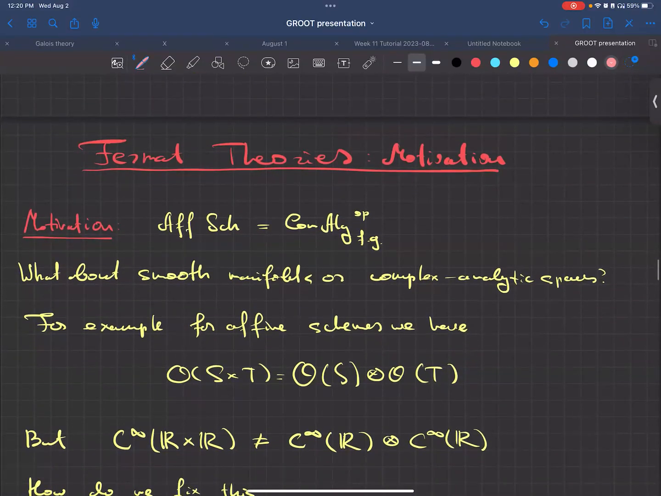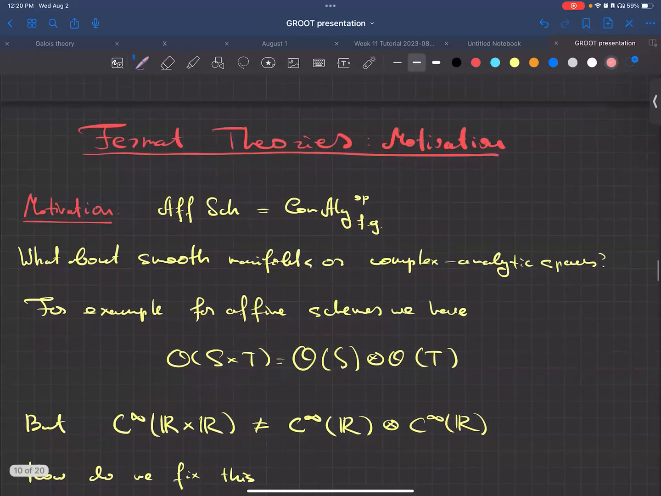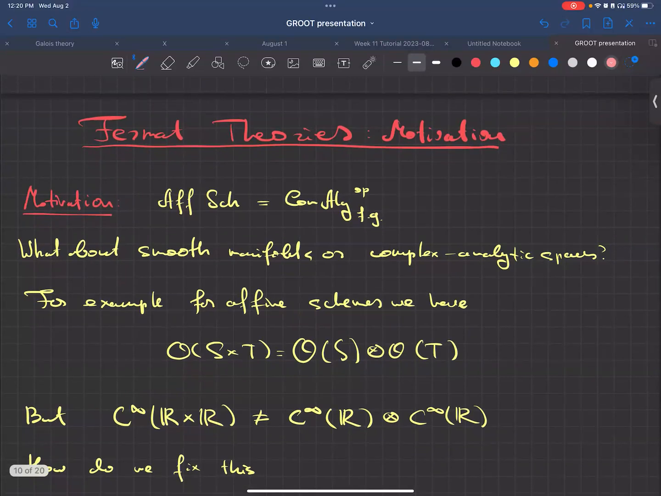So now let's move on to, I guess, the more concrete part of the talk, namely the approach via Fermat theories to analytic geometry. The main motivation of this approach is that in algebraic geometry, we have this nice duality between affine schemes of finite type and finitely generated commutative algebras. The opposite category of finitely generated commutative algebras is just the category of affine schemes.